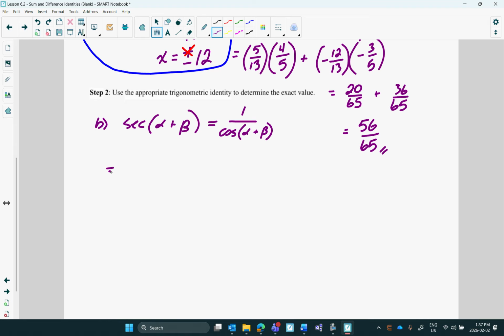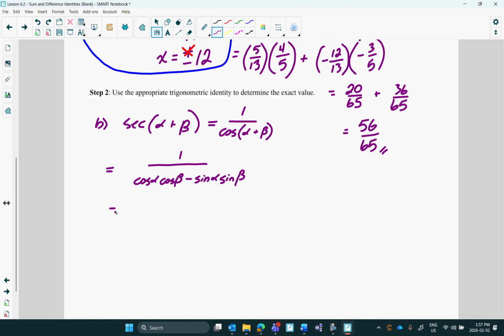So this is going to be 1 over, well, according to your formula sheet, how is this expanded? Cos, cos minus sine, sine? No? Yeah? Why is nobody sure? We're reading the formula. Cos, cos, minus sine, sine. Cos alpha, cos beta, minus sine alpha, sine beta.